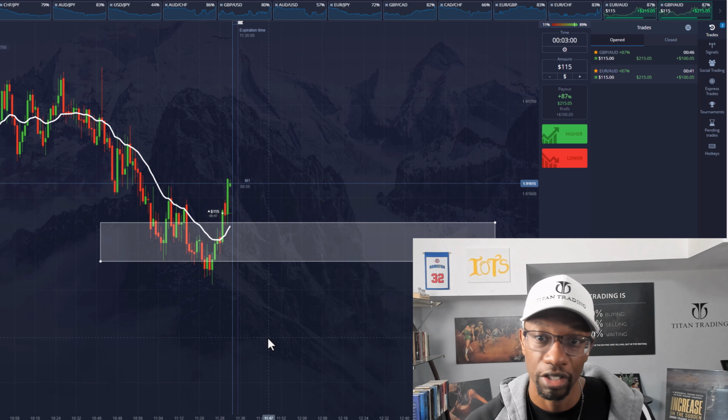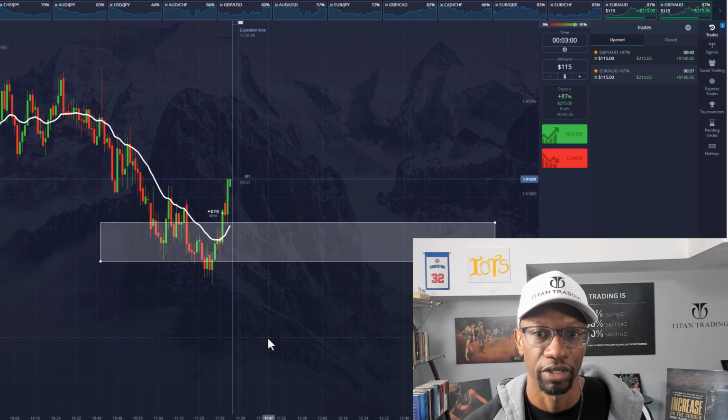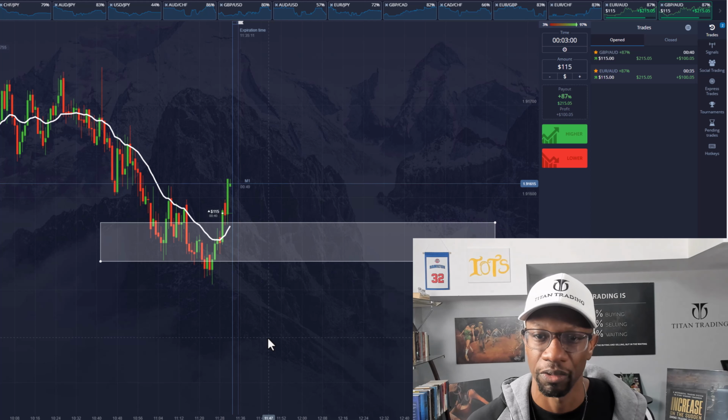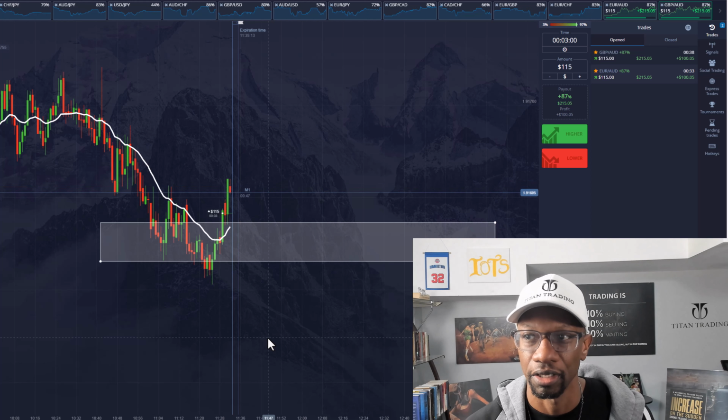This was a great call. This Aussie was weaker than the Pound and the Euro. We took what we saw, and we got two setups. They were both higher lows. Let's just see. We just gotta hold on here.